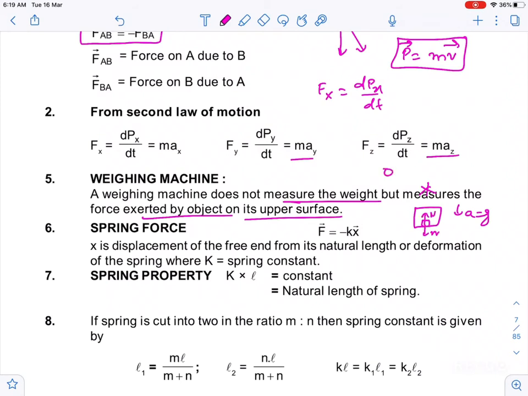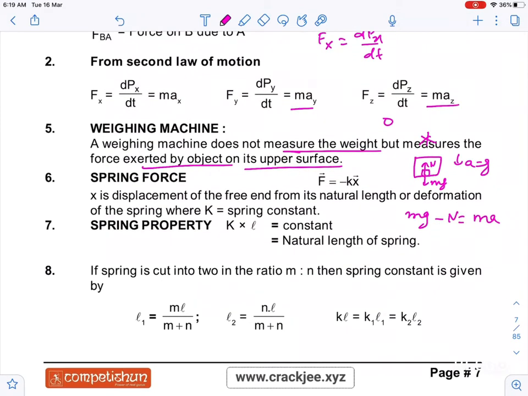Why, guys? Because this is the normal force and this is mg, and I can write the equation: acceleration is downward, so mg is dominating, mg minus N is equal to m into a. If a is equal to g, this cancels this, so the normal becomes 0. Normal becoming 0 means the person will feel weightlessness, but the person does not actually vanish or anything like that. The person feels weightlessness, but still has the same weight. So a weighing machine never measures weight, it measures only the normal reaction applied by the ground.